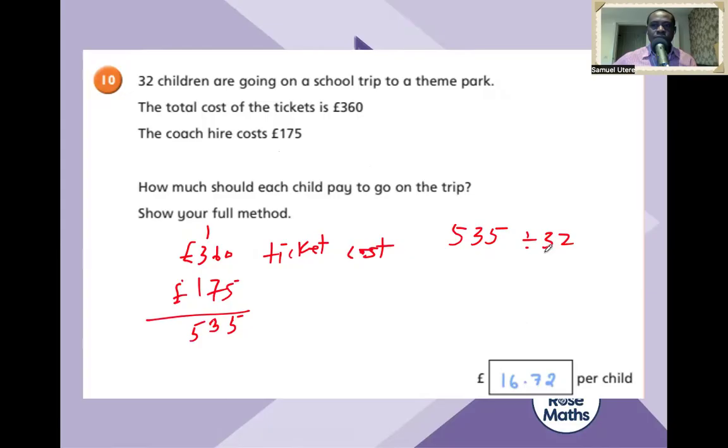Now this calculation can be done in 2 steps. You could do 535 divided by 4, and then in the next step you divide by 8, because 8 times 4 is 32. Or you can divide by 8 first before you divide by 4, which is a quick way to do it, and then you find that each child will pay this.